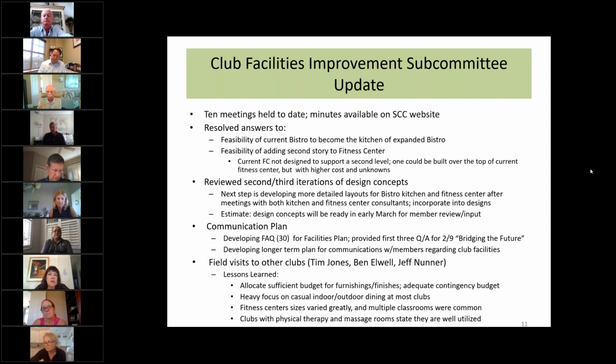We've reviewed the second and third iterations of design concepts with the architect, David Porman. We feel we're moving in the right direction, but we're not quite there yet. Our next step is to develop more detailed layouts that would show what the bistro kitchen would actually look like and what the fitness center, whether it's new or current, would look like, after meetings with both kitchen and fitness center consultants. So these will have to be incorporated into the designs. We estimate, and I say this is an estimate, that the design concepts will be ready in early March for member review and input.